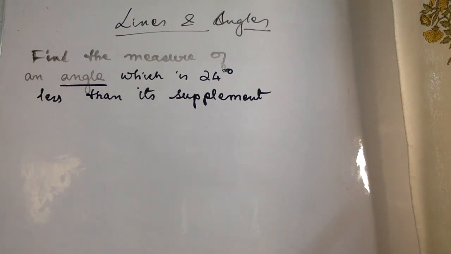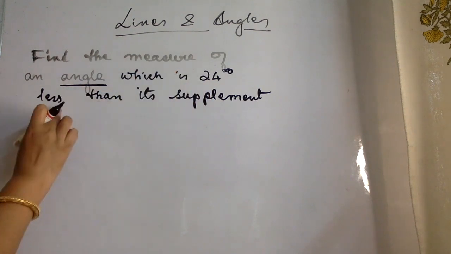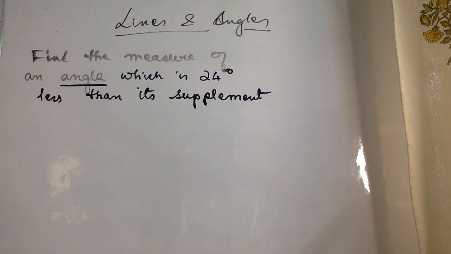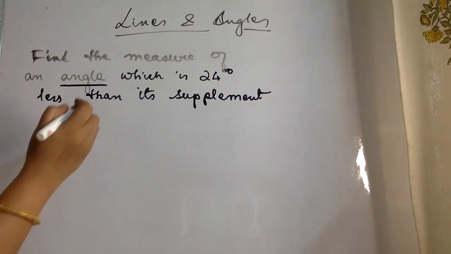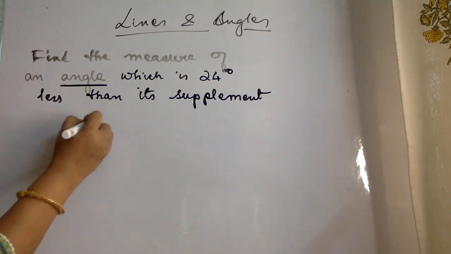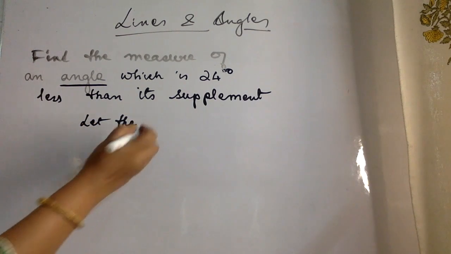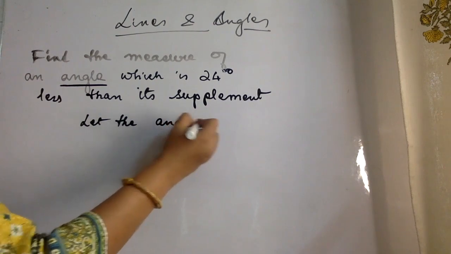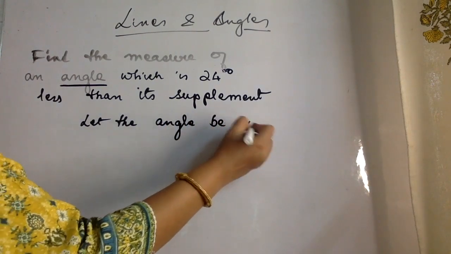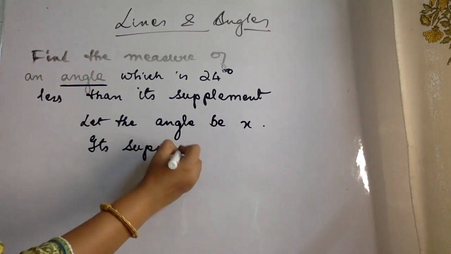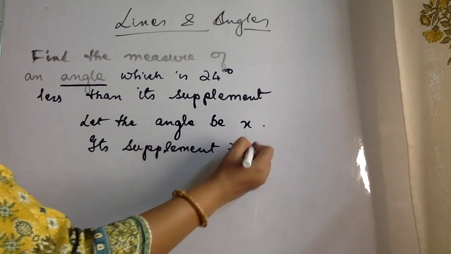Find the measure of an angle which is 24 degrees less than its supplement. Okay, so this angle is 24 degrees less than its supplement. Let the angle be x, because otherwise if we don't write statements like this, the sum can become very confusing. Let the required angle be x. Its supplement is then how much? Its supplement is 180 minus x.